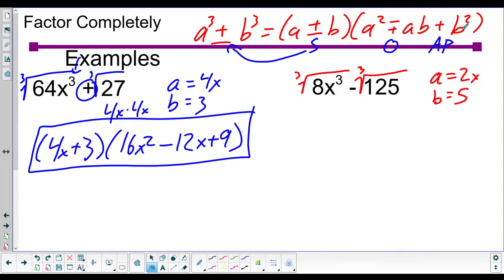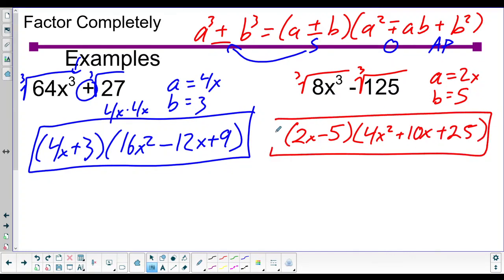Now we're going to fill in the SOAP formula. a, same sign as what's in the problem, so minus b, times a squared. 2x times 2x, 2 times 2 is 4, x times x is x squared. Opposite sign, so plus. a times b, 2x times 5 is 10x, always plus b squared is 25. That's factored.